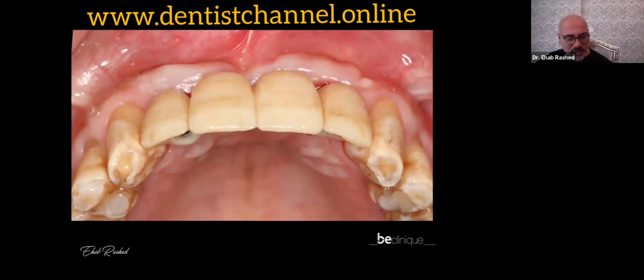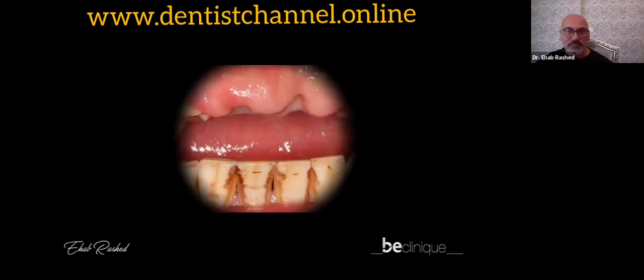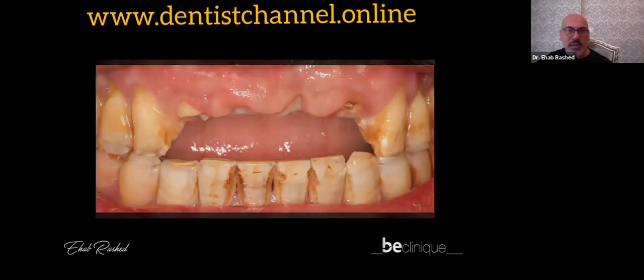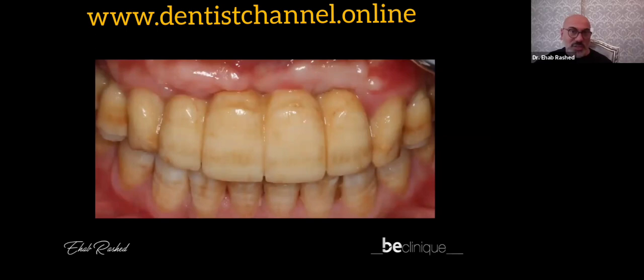So I know this implant is sealed nicely. They will have no bacterial invasion, and we have enough amount of bone supporting the implant. So I know the implant, after loading, will have an adequate amount of support from the bone. And this is how we started the case, just the day of insertion of the bridge.